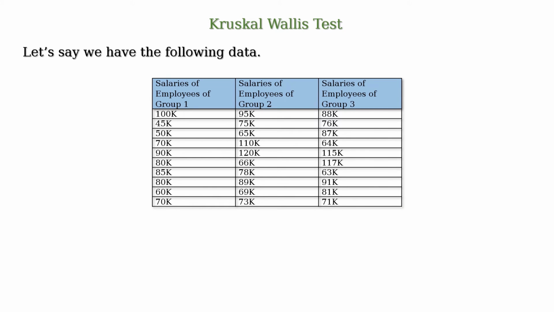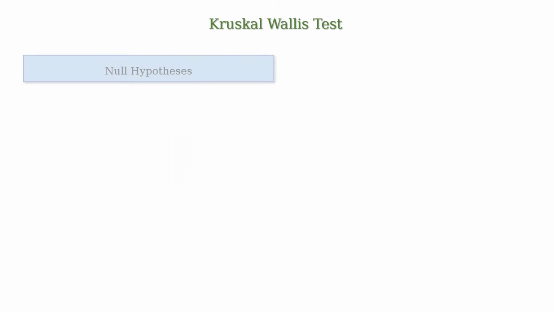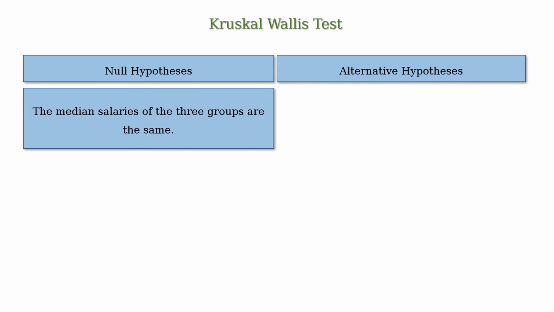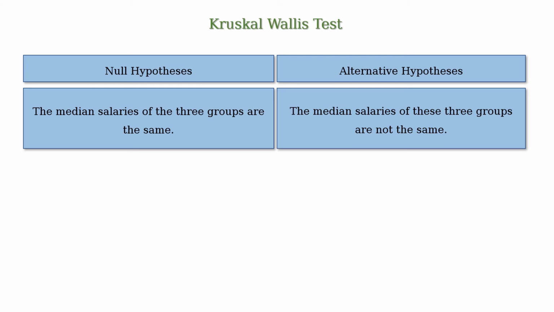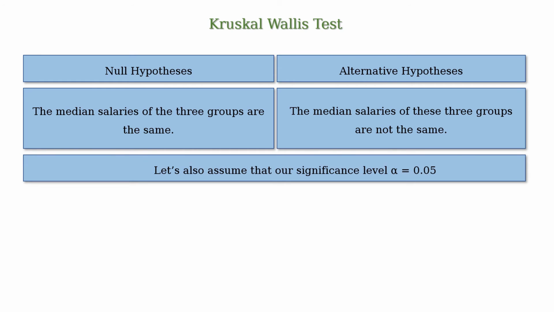Now, let's look back at our example. Let's say we have the following data. The null hypothesis in our case is that the median salaries of the 3 groups are the same, and the alternative hypothesis is that the median salaries of these 3 groups are not the same. Let's also assume that the level of significance is 0.05.